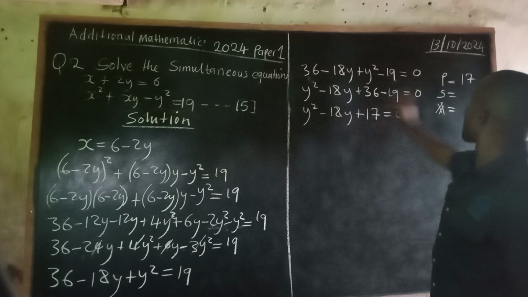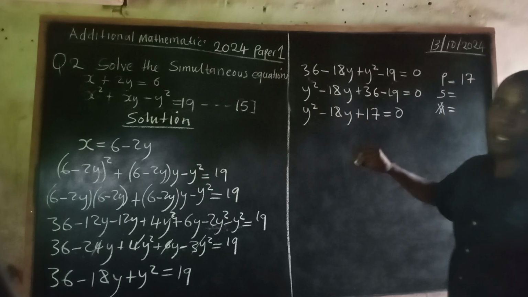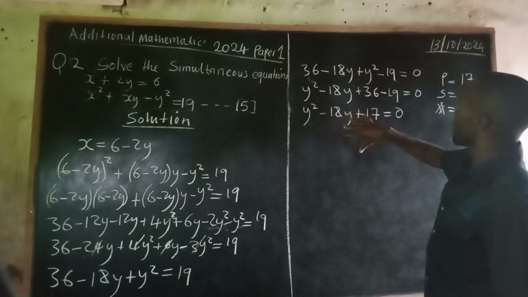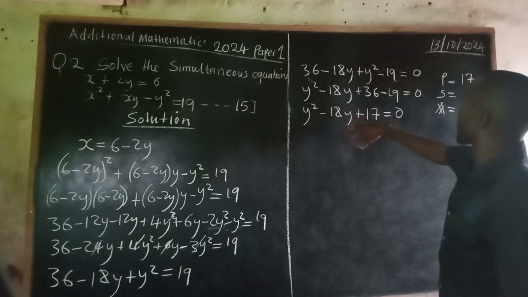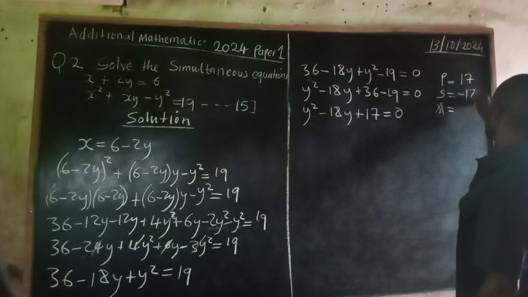Then you come to the sum. How do we find the sum? For the sum, we just get the middle term, then you get the coefficient of that. The term is negative 18y. What is the coefficient of negative 18y? The coefficient is negative 18. That would be your sum.